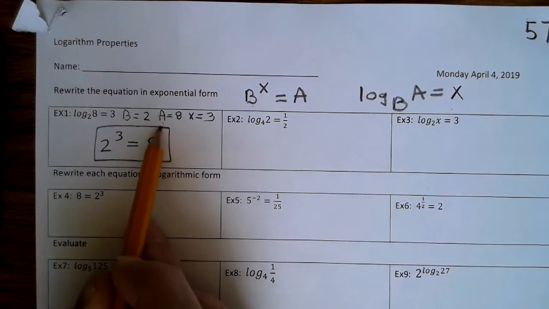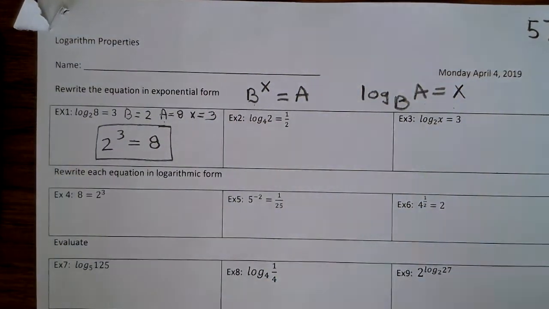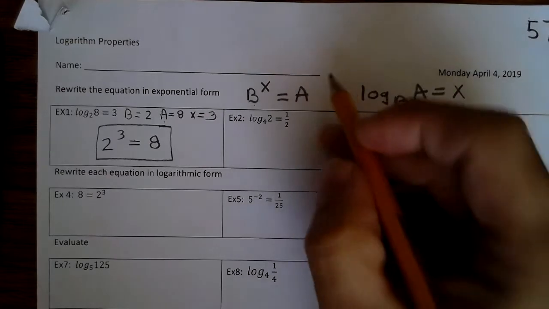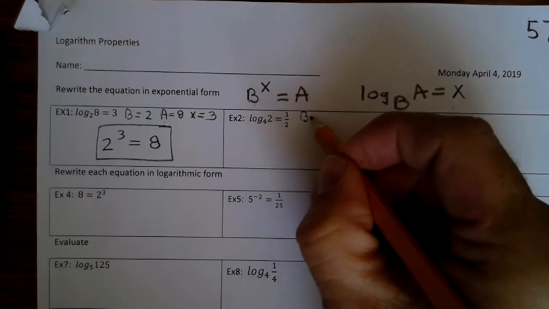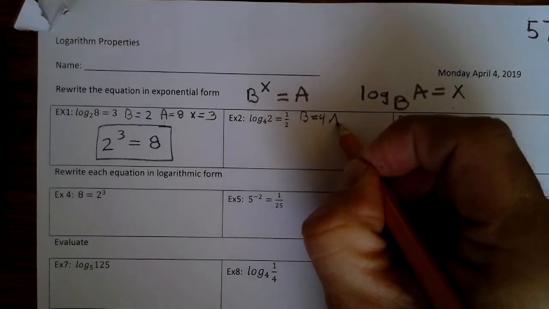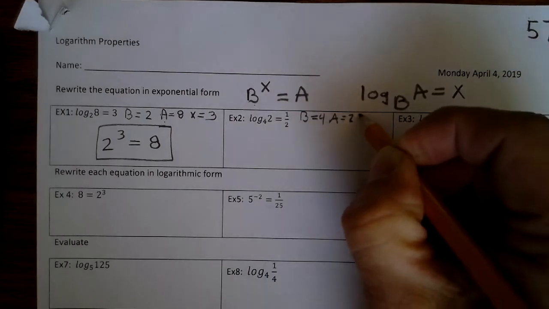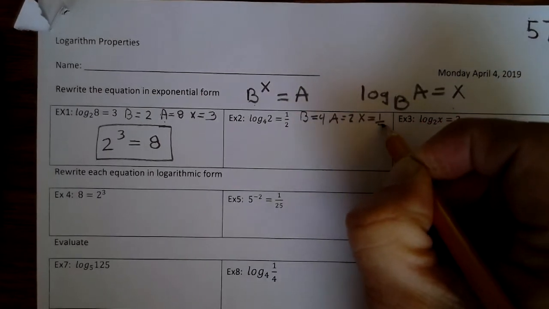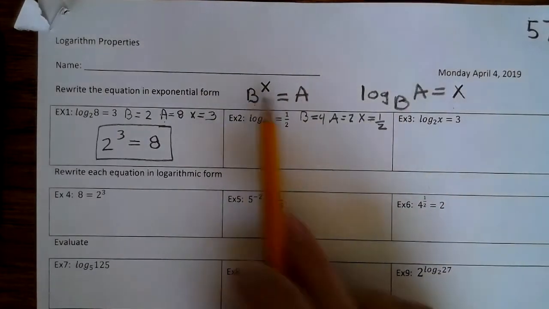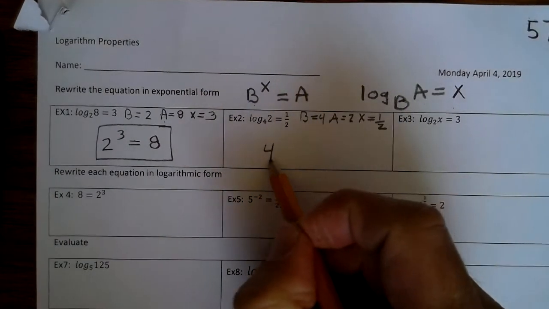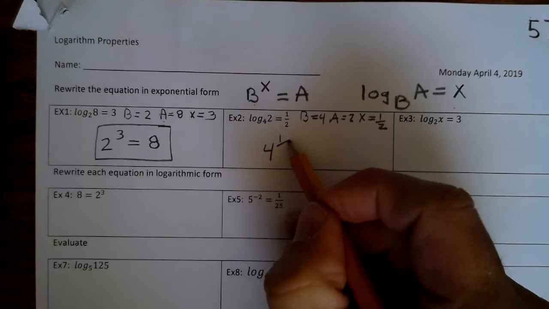Okay, same thing, we're going to identify B, A, and X. So B is 4, A is 2, and X is 1/2. So now we plug these numbers into here. So B is 4, so that's 4 to the X, which is 1/2, equals A, which is 2.